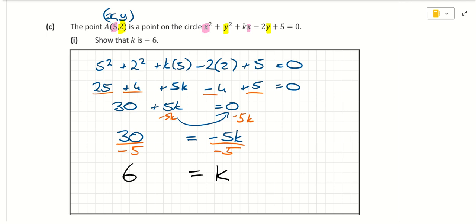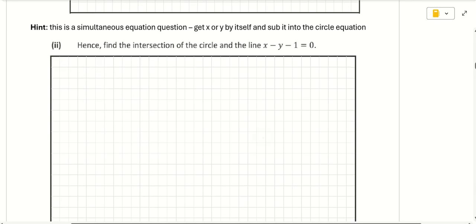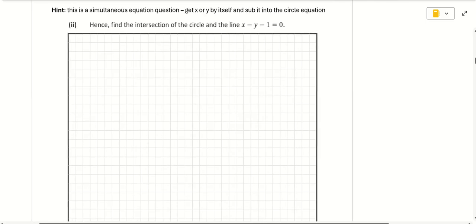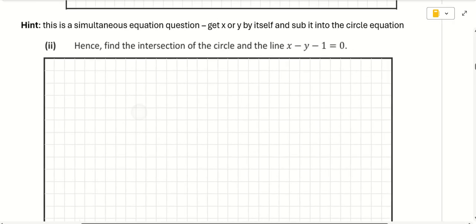So you see, it's subbing in and then just solving a linear equation. Right, that's a fairly nice question. Often circle questions have that. Something to do with a point in an equation. Just sub it in and hope for the best. Okay, this one, I gave you a hint. It was a simultaneous equation. So get x or y by itself and sub into the circle equation. Okay, you won't always be given these hints in the exams.